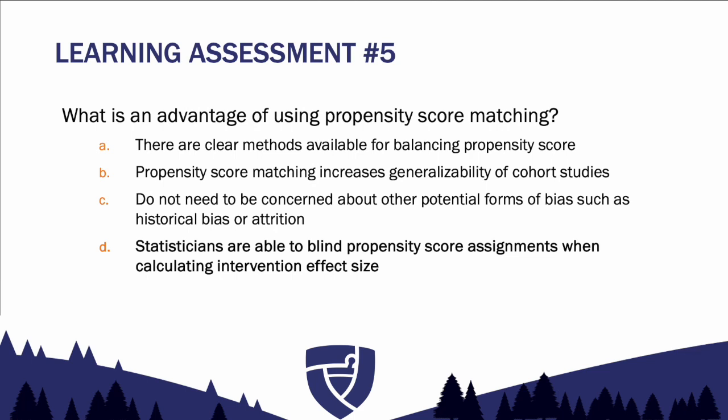So the answer to this question is D, statisticians are able to blind propensity score assignments when calculating the intervention effect size. As mentioned on the strengths and limitations slide, if one statistician calculates the propensity score and the other calculates the intervention effect size, we are actually able to maintain blinding.